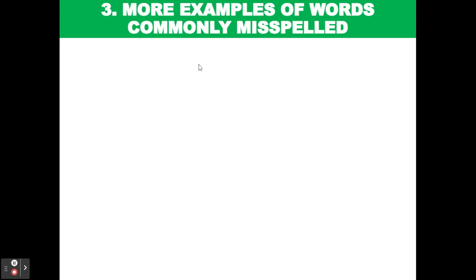Now let's look at more examples of words commonly misspelled. We have the word symmetry, and the correct spelling is SYMMETRY. In some cases, some people write A in place of E here, and that makes the spelling wrong. Symmetry has three E's.